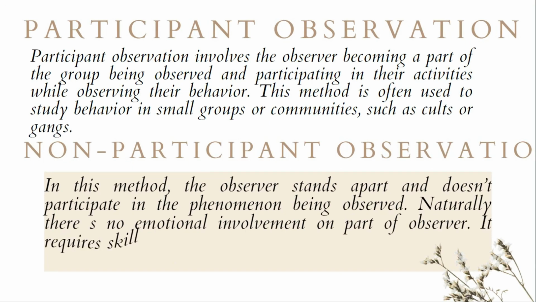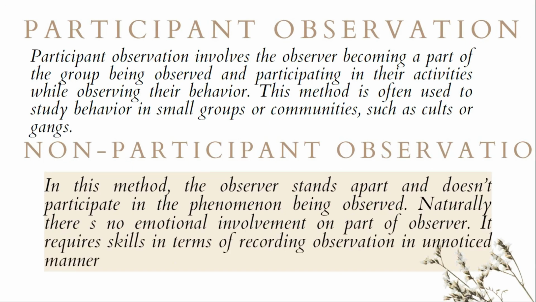Now next is participant observation. Participant observation involves the observer becoming a part of the group being observed and participating in their activities while observing their behavior. This method is often used to study behavior in small groups or communities such as cults or gangs. For example, studying the behavior of a particular religious group by attending their meetings and participating in their activities, or studying the behavior of a particular community by living with them and participating in their daily activities.